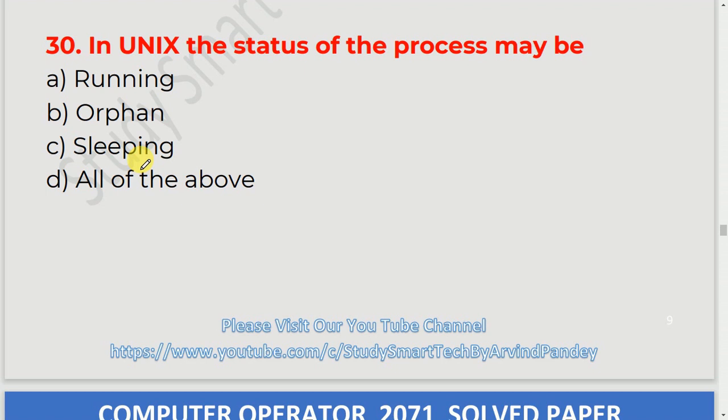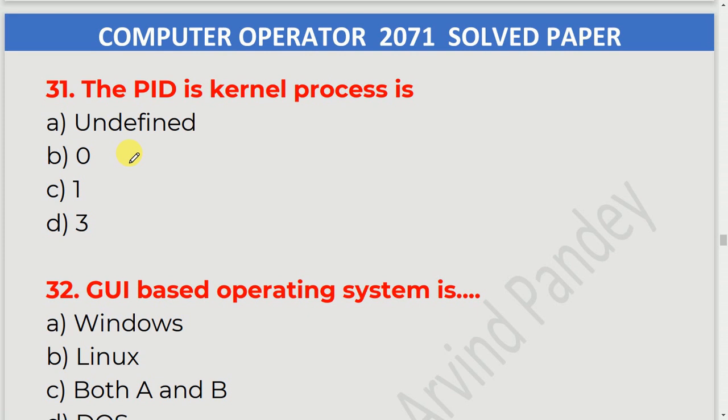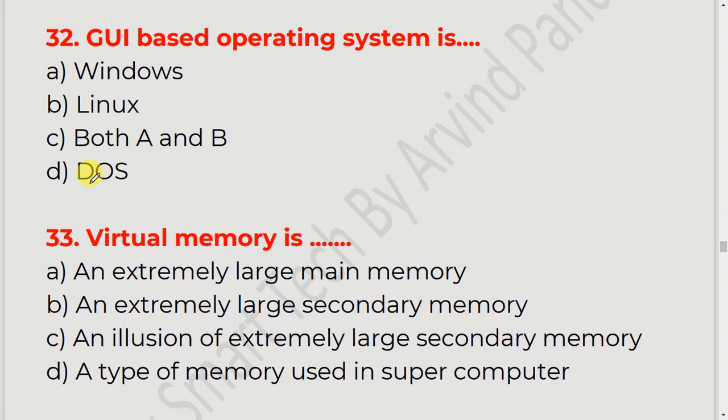Question number 30. In UNIX, the status of the process may be option A running, B rfan, C sleeping, D all of the above, and the correct answer is option D all of the above. Question number 31. The PID is kernel process is option A undefined, B 0, C 1, D 3, and the correct answer is option B 0.